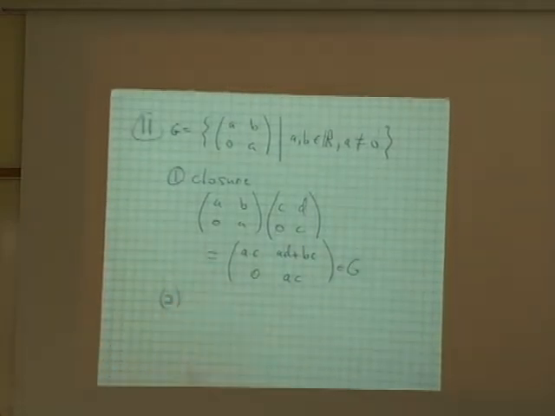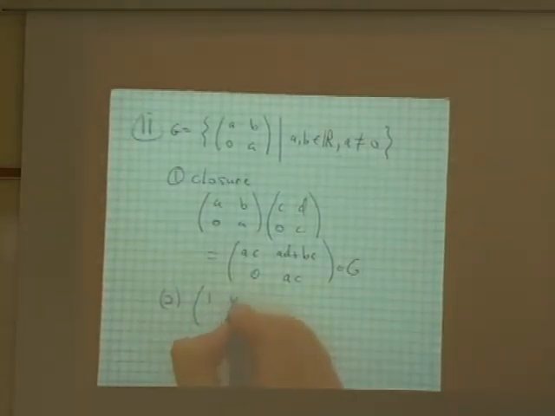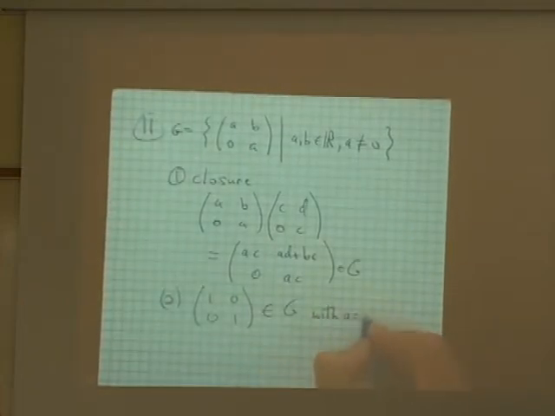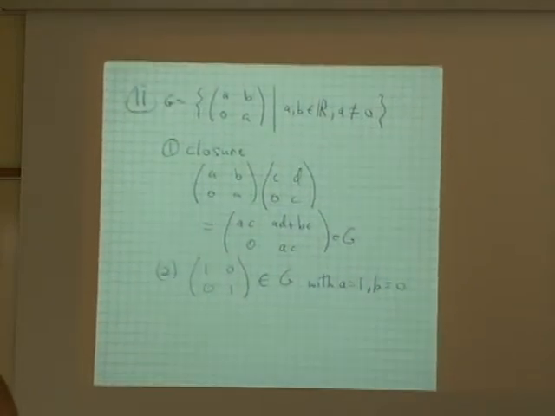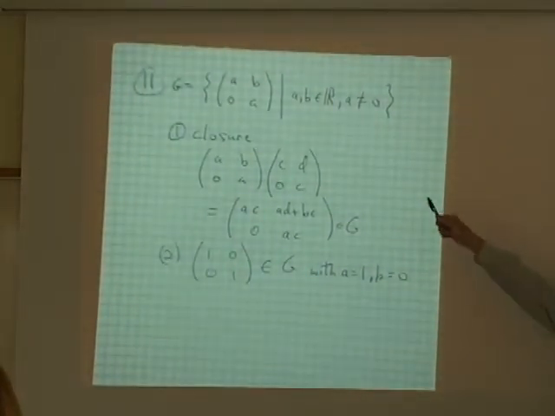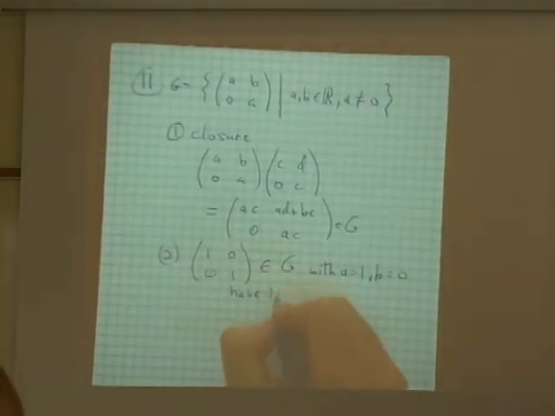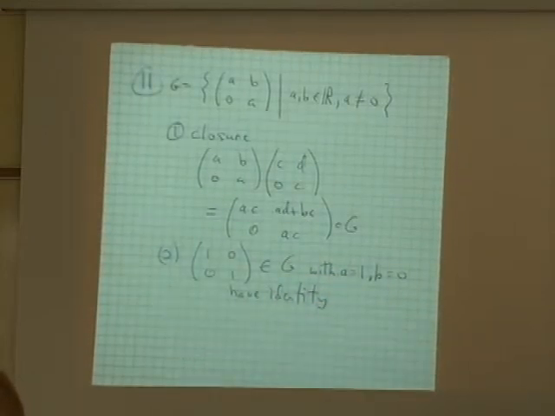What else do we need? Identity. Right? If I let, in the original form, A equals 1 and B equals 0, it says A can't be 0, but B can be 0, so indeed I have identity. What else do I need? Identity, closure, and to be a subgroup. What else? Inverses.